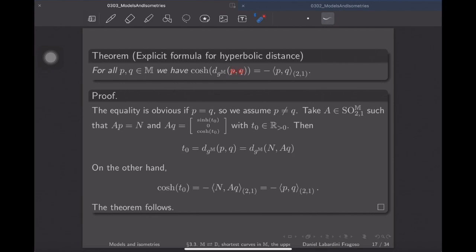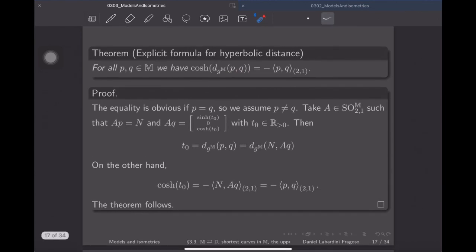It practically computes it just in terms of the Minkowski form, and it tells you that the hyperbolic cosine of the distance is equal, up to some sign, to the Minkowski form of the two points. So this distance is really the hyperbolic arc cosine of this one, and this is just the Minkowski form of the two points. I would say it's really spectacular.